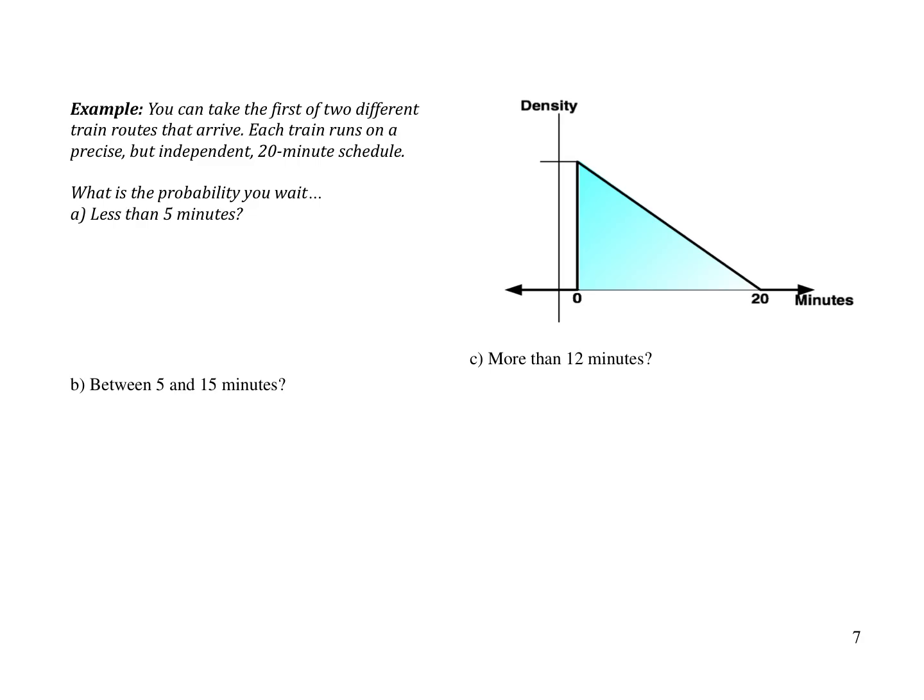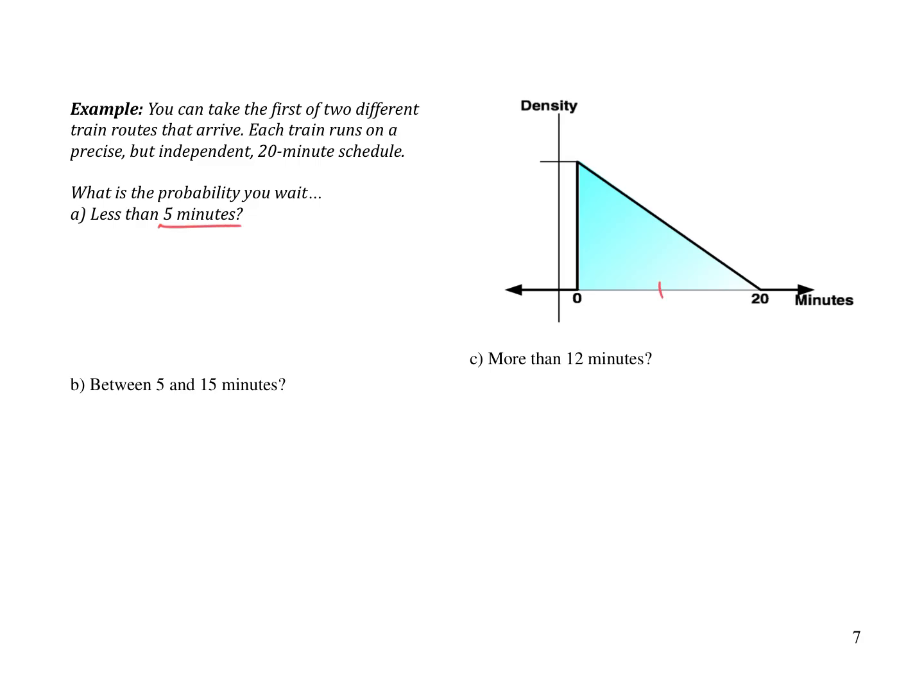You take the first of 2 different train routes that arrive. Each train runs on a precise 20-minute schedule. So on the x-axis is the amount of time that you wait. This tells us that you can wait anywhere between 0 and 20 minutes to get a train. So we want to know, what is the probability that you wait less than 5 minutes?